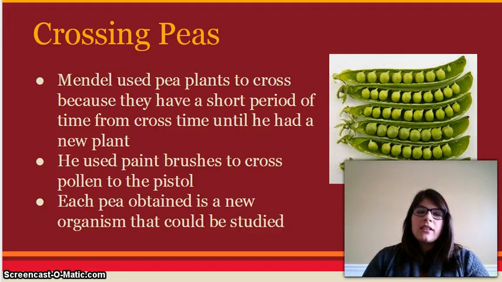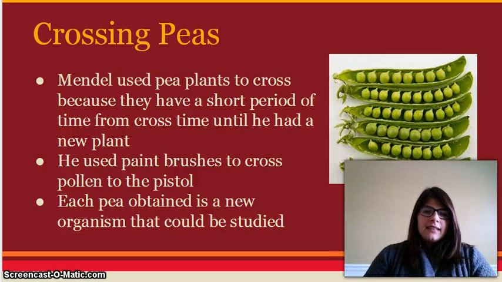He used paintbrushes to cross the pollen to the pistil. So we're using the paintbrush to cross that female portion to that male portion. Each pea obtained is a new organism that could be studied.